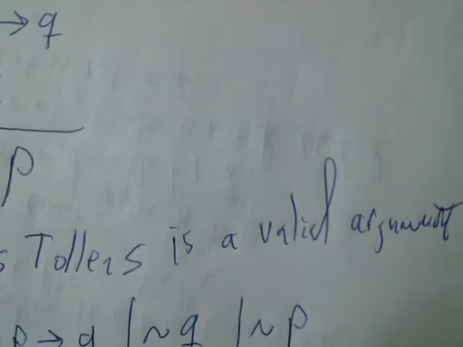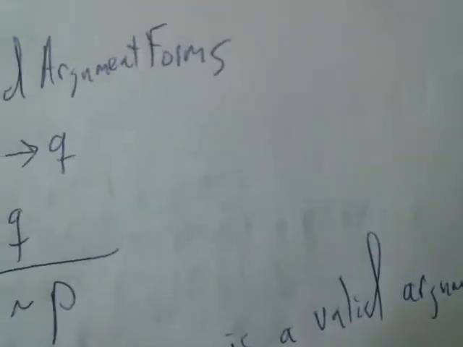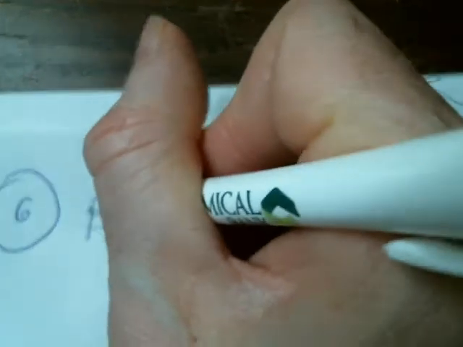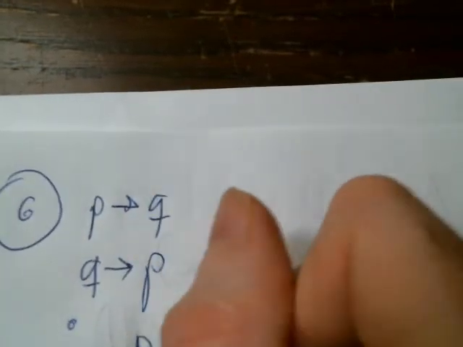Let's look at one that's not a valid argument. In the book, let me find what number it is. I believe it's number 6. They start with an if-then: if P then Q, and then if Q then P, and then the conclusion, either P or Q.